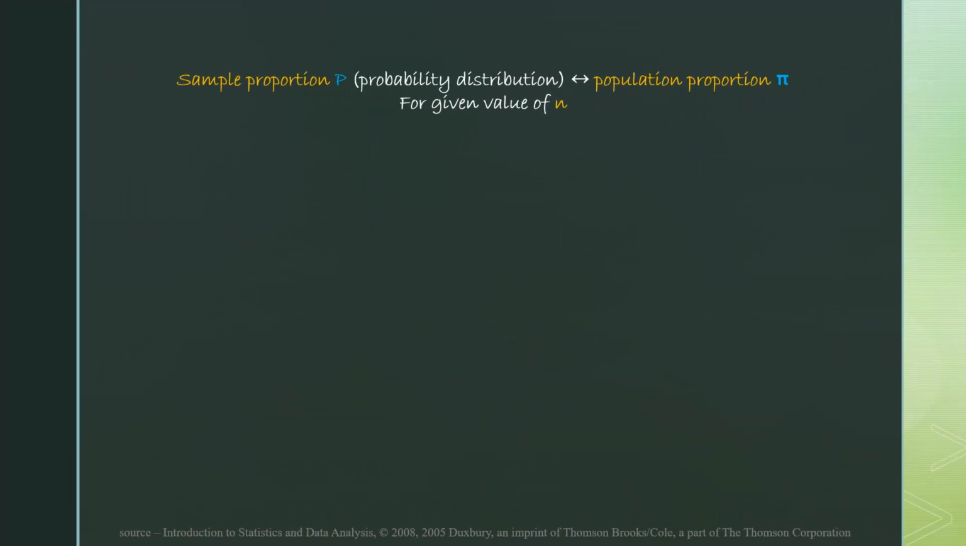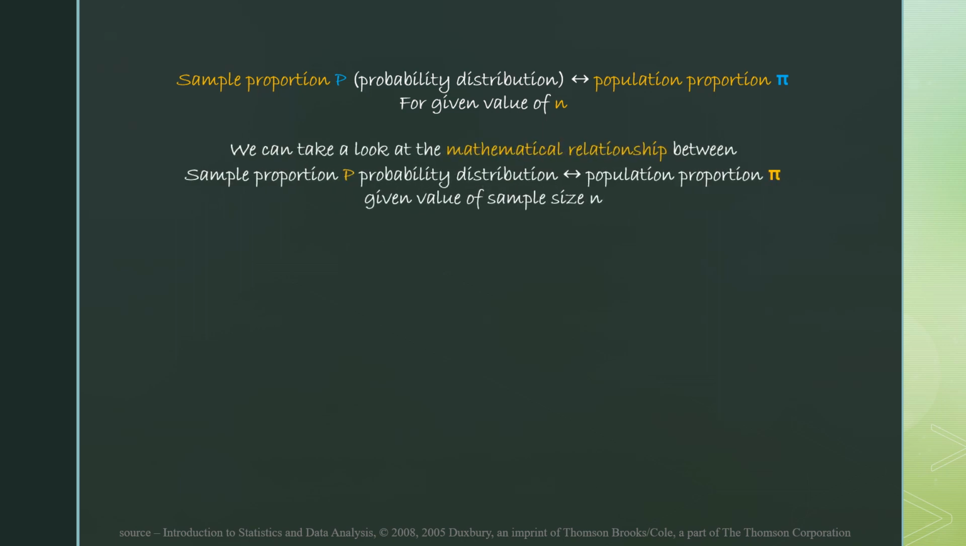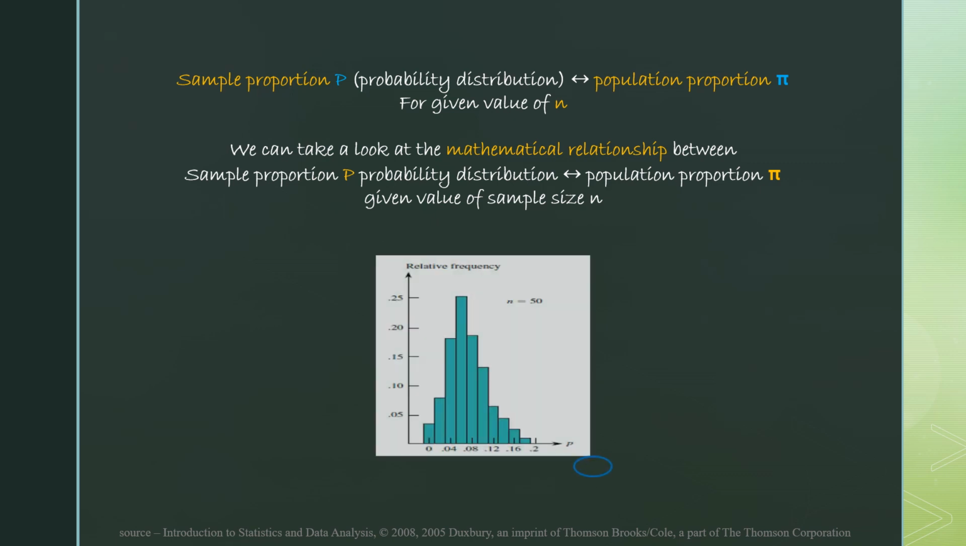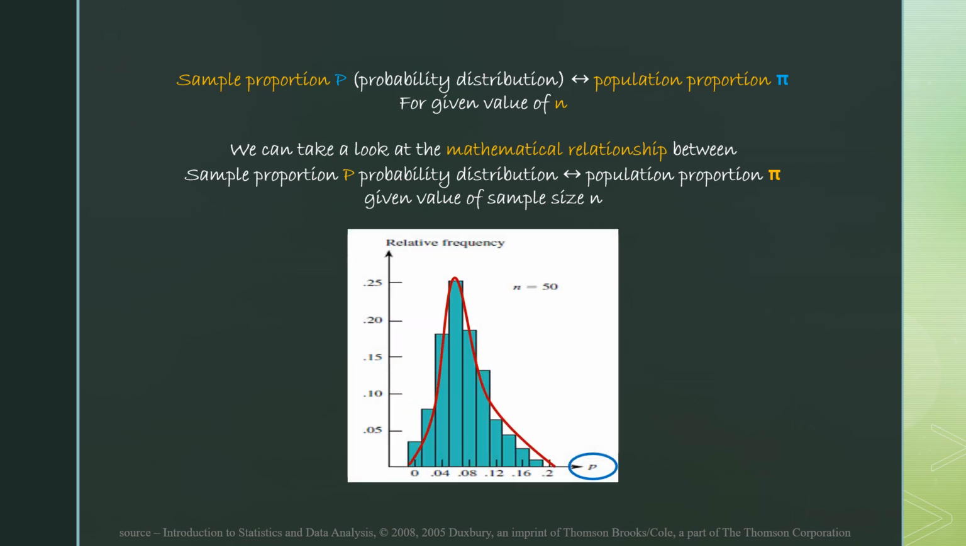Having spent enough time on the details related to the relationship between sample proportion p, population proportion pi, sample size n, and the sample proportion probability distribution, we can take a look at the mathematical relationship between the sample proportion p and its probability distribution with the population proportion pi and given value of the sample size n.